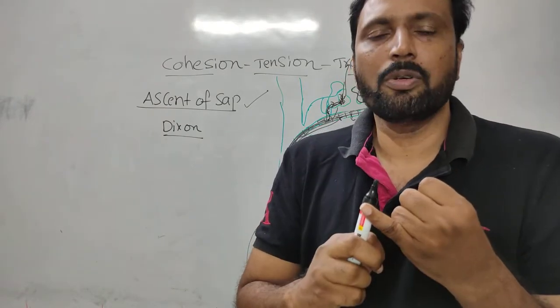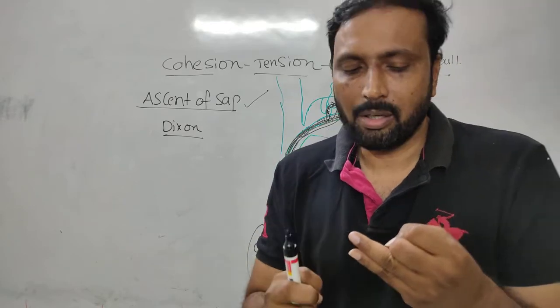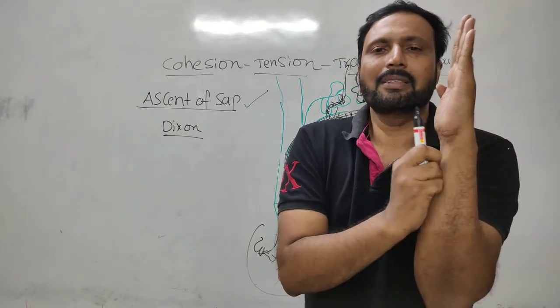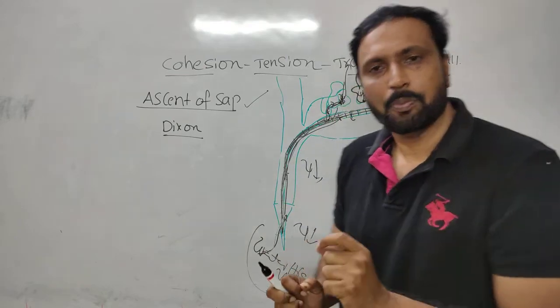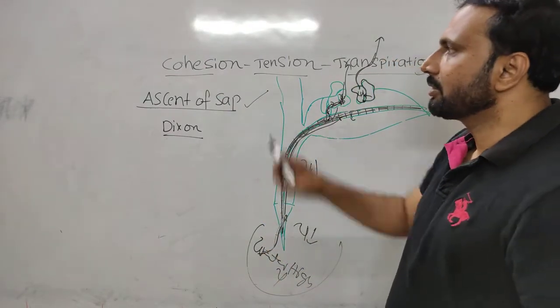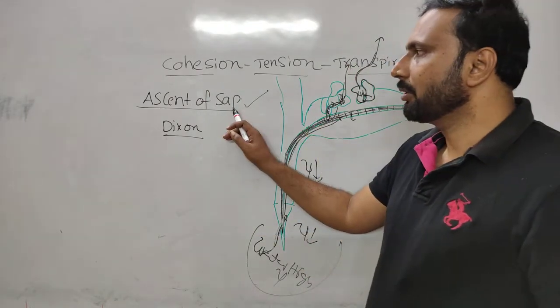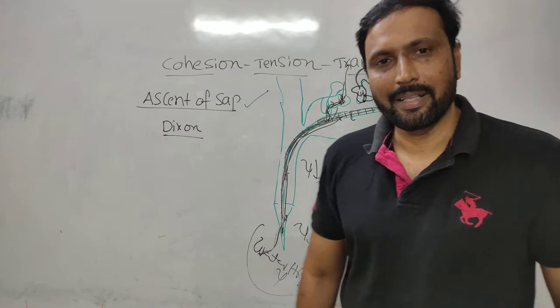So due to cohesive forces of water molecules, adhesive forces between water molecules and walls of the xylem vessels, and transpiration, all these are helpful for ascent of sap. That theory is called cohesion, tension, transpiration pull, nothing but the ascent of sap, explained by Dixon.